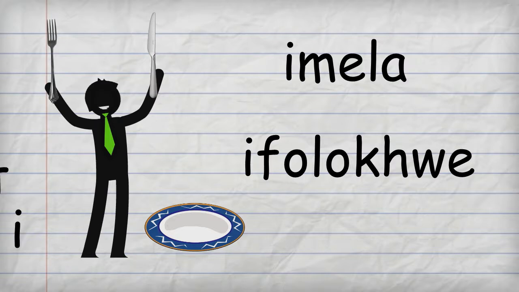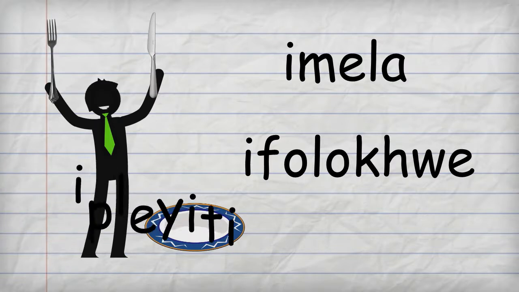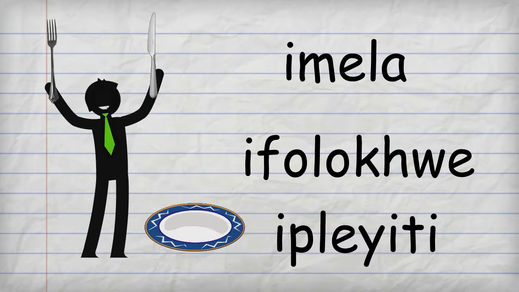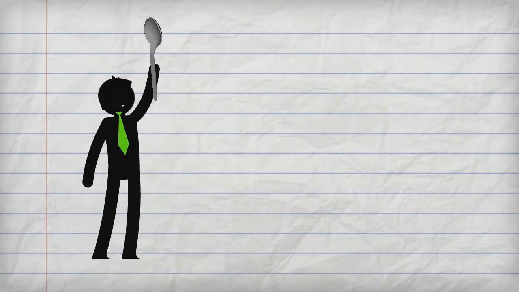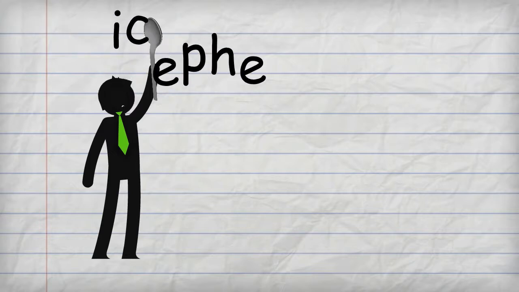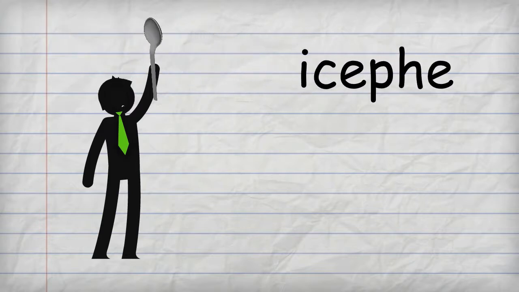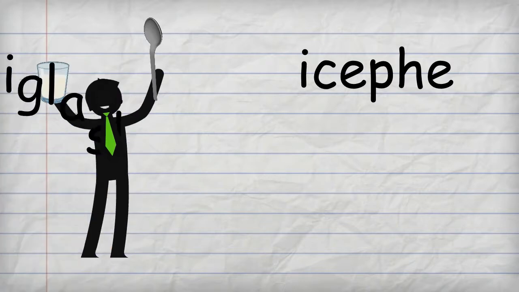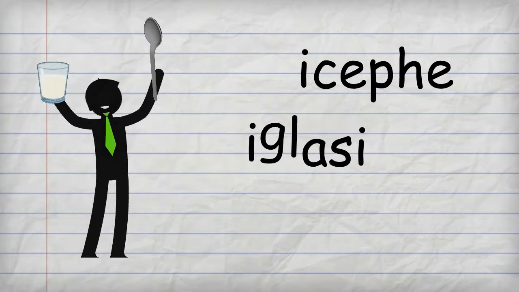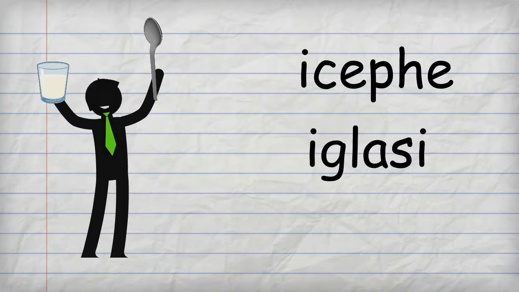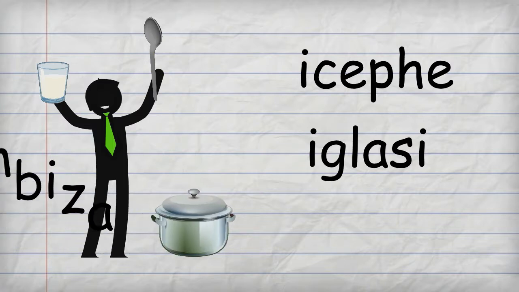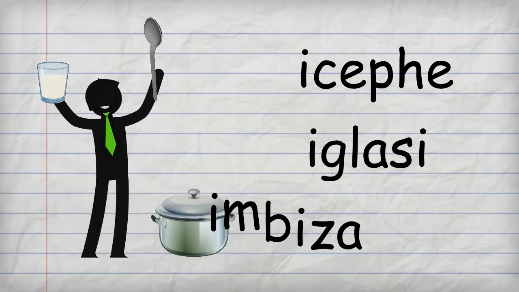Now what is the word for plate in isiXhosa? That's right, ipleyiti. And the word for spoon in isiXhosa? Very good, icephe. And what is glass in isiXhosa? Very good, iglasi. And pot in isiXhosa? That's right, imbiza.